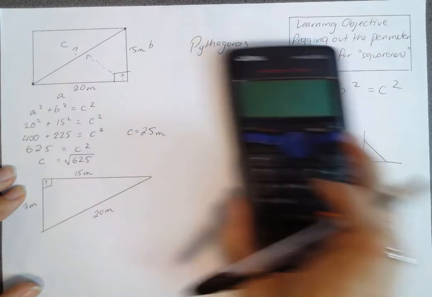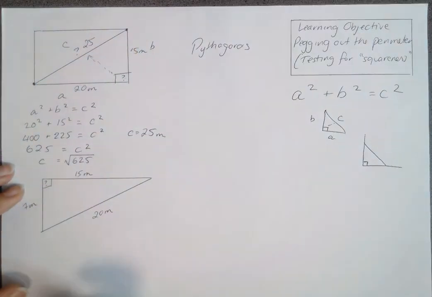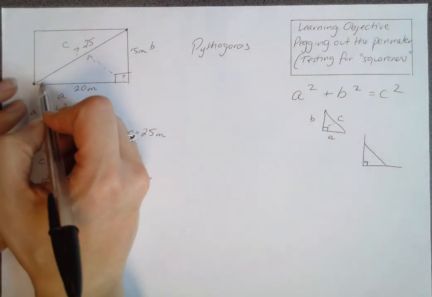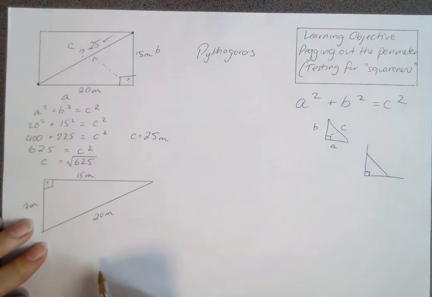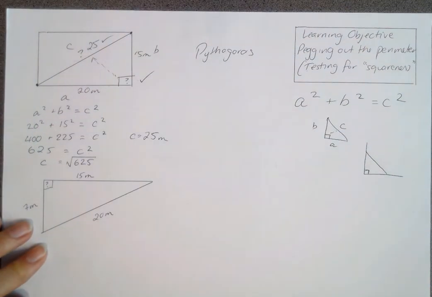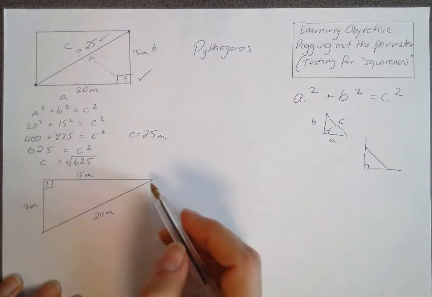So 25 metres is this one here. If the person was able to measure from this point all the way to this point and it was exactly 25 metres, then we would be certain that their angle is exactly a right angle. Let's look at this one now.